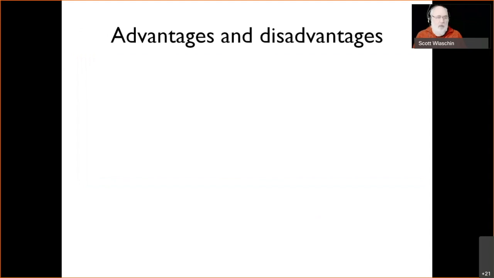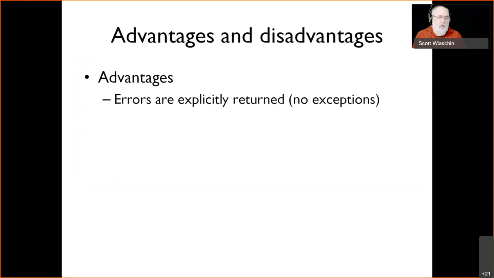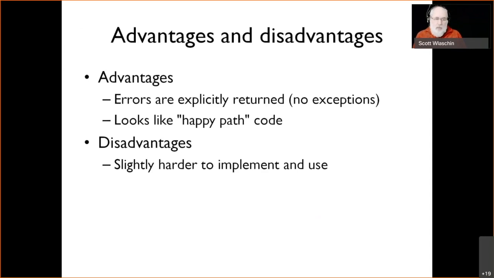Okay, pros and cons of results. Well, the nice thing about using a result is it's explicit. We're not throwing any exceptions. We're not throwing exceptions saying, oh, you must remember to catch this. We're literally returning error codes, like old school error codes. What's nice is it looks like happy path code, but the errors are being handled very nicely behind the scenes. The downside is, yeah, it's harder to use, harder to implement, and it's just a whole new way of working.